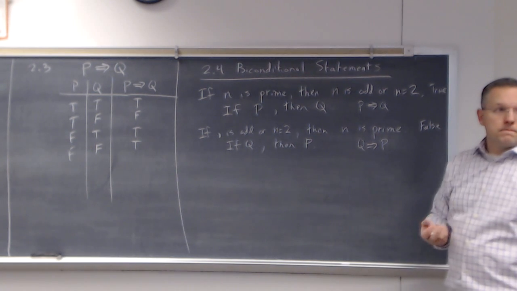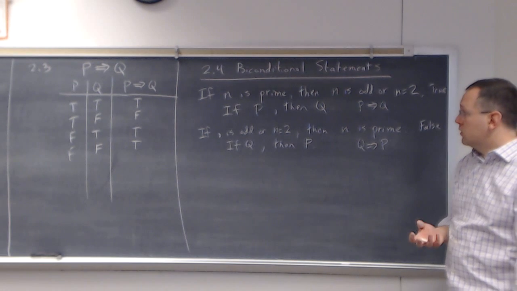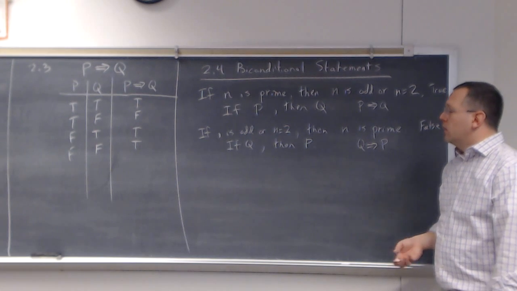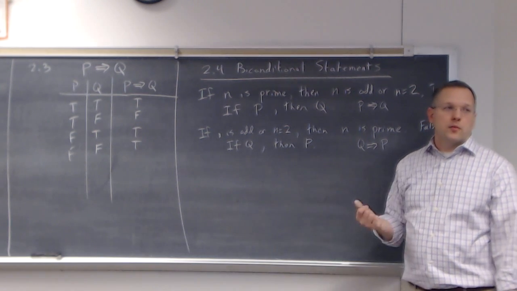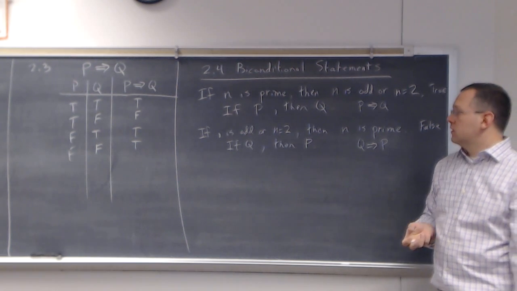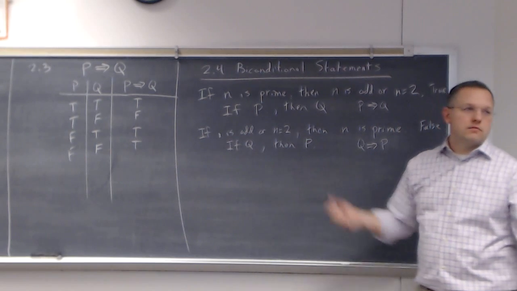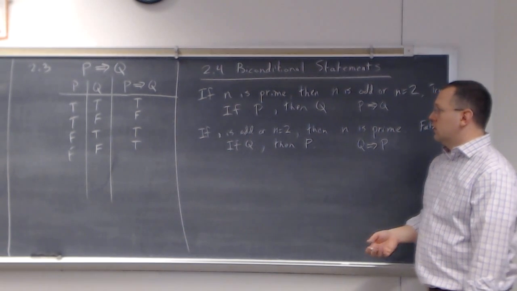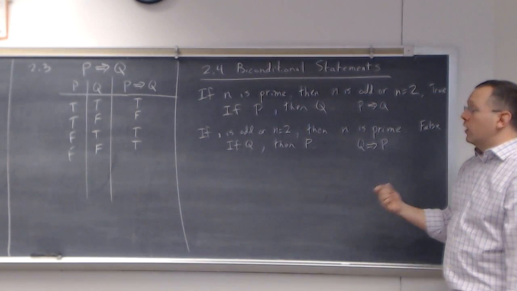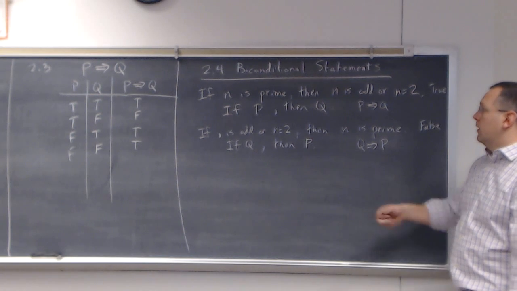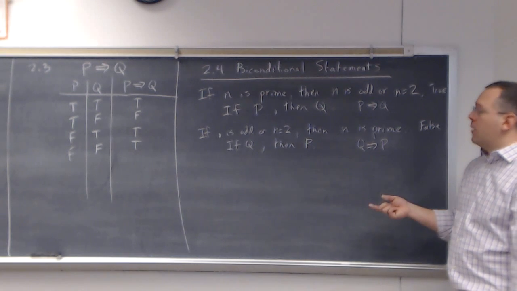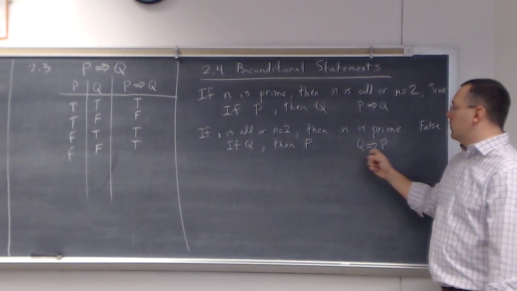I wonder if you say equal to plus or minus 2. Sorry? If n was equal to plus or minus 2, would it be true in both cases? Well, not every odd number is prime. So I can find an odd number that's not prime, like 9. 9 is odd. So if n is 9, then n is odd or n is equal to 2. That's a true statement. But n is not prime. 9 is not prime.